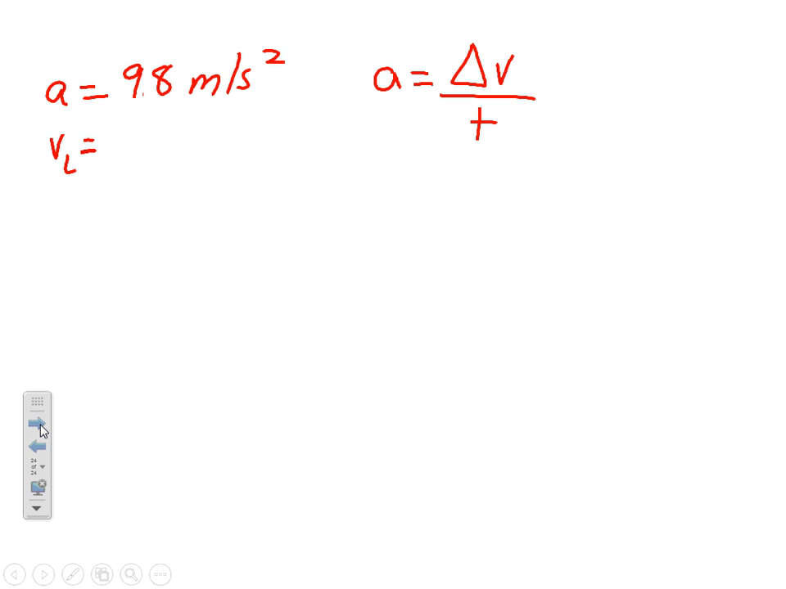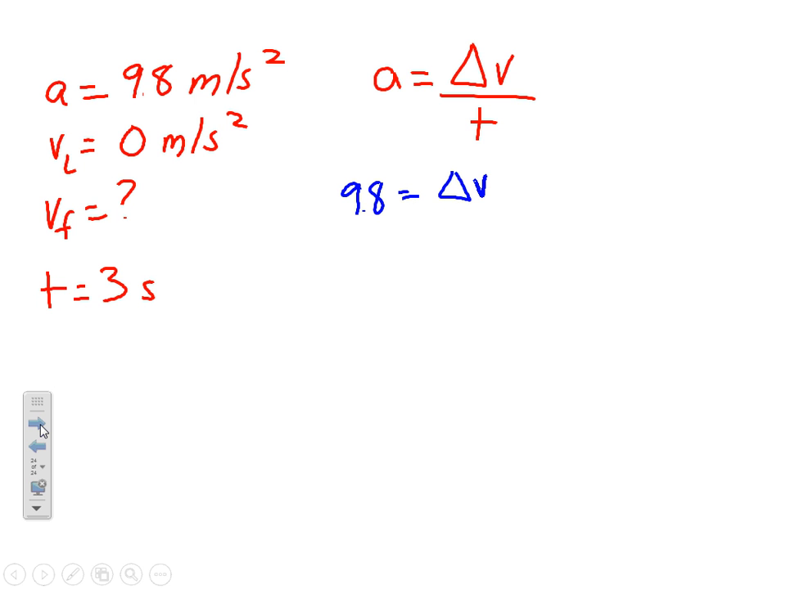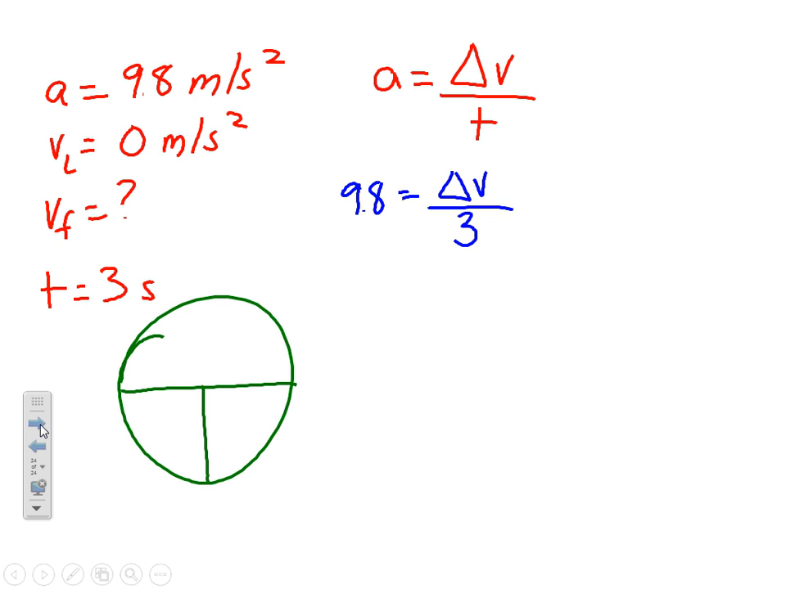Our initial velocity is what? 0. I'm dropping the penny from rest, so my initial velocity is 0 meters per second. We are trying to find the final velocity, and the time is 3 seconds for that penny to drop. So now we're going to plug everything in. Acceleration is 9.8, that's equal to change in v over t, which is 3. If that circle helped you rearrange things in the last problem when we were talking about speed, here is the circle for acceleration. Acceleration is equal to change in v over t.